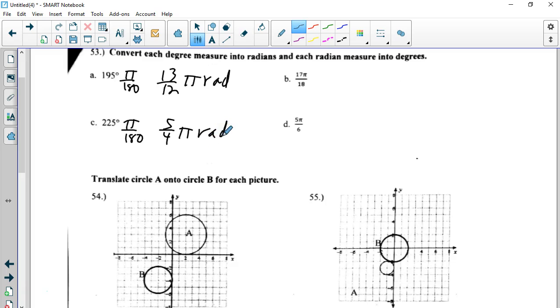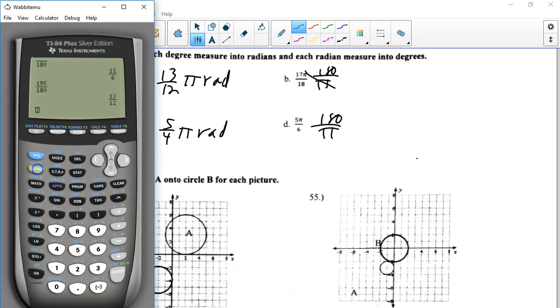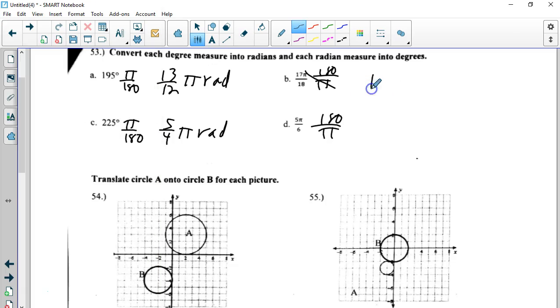Now this one we got to get rid of the pi. So pi is going to go on the bottom, and 180 is going to go on the top. So remember, the pi is going to cancel. And again, you can just take your calculator and do that same trick. You can actually do the math right here. You can type in 17 times 180. Go down. Put 18. And there you go. 170 degrees. Again, the pi's cancel. You can even do it in your head. 6 goes into 18 3 times. So 180 over 6 is 30. And 30 times 5, 150 degrees.